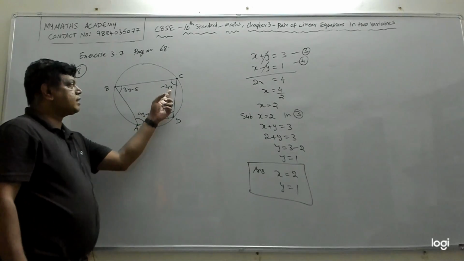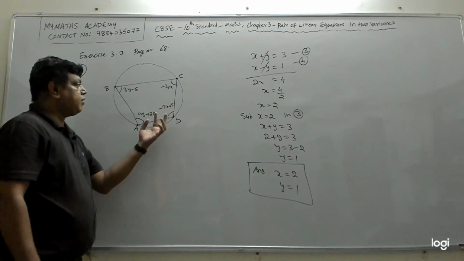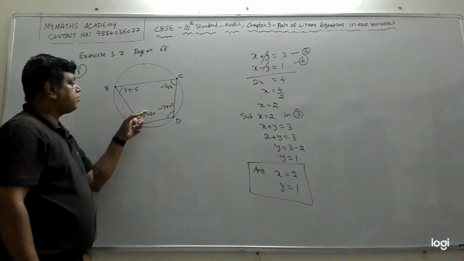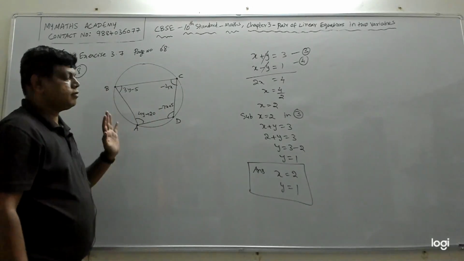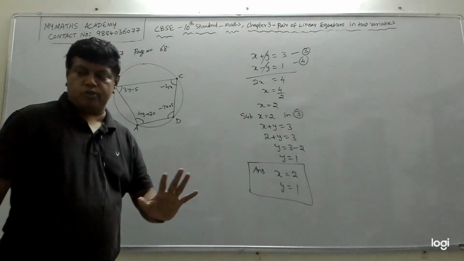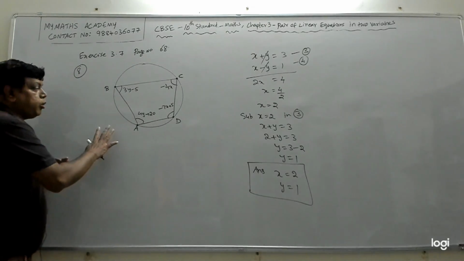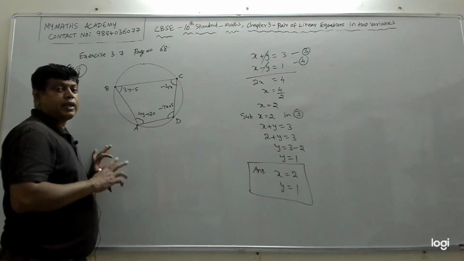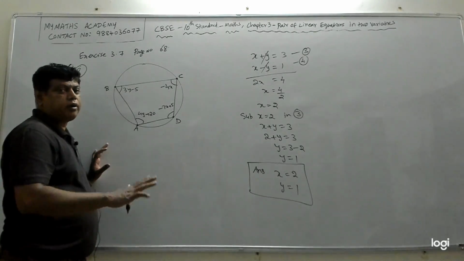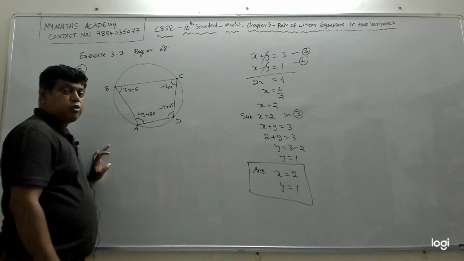If I know the value of x, then I know what is this angle. If I know the value of y, I can find these two angles. If I know the value of x, I can substitute here and find. Right now we need to solve this. This is a very important problem. It's an easy problem. So here we are going to use one of the properties of a cyclic quadrilateral. A very important property of a cyclic quadrilateral is what?